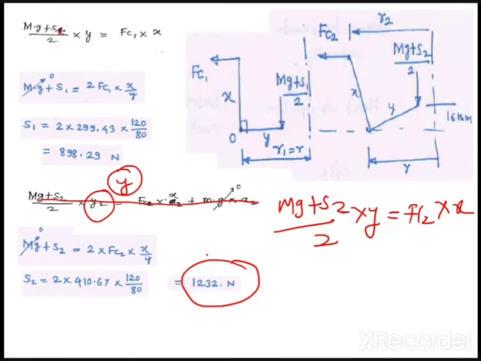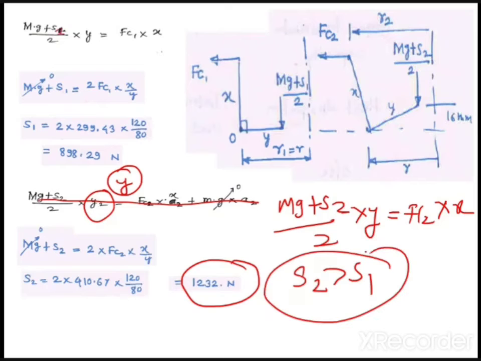Now guys, you have understood that as per the theory, S1 is the spring force exerted at minimum position. S2 is the spring force exerted at maximum position, and S2 is always greater than S1 because at S2 the equilibrium speed is more as compared to S1.